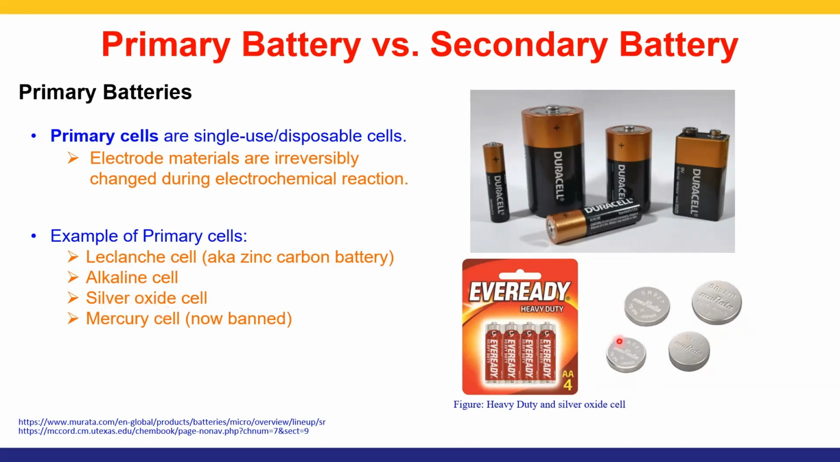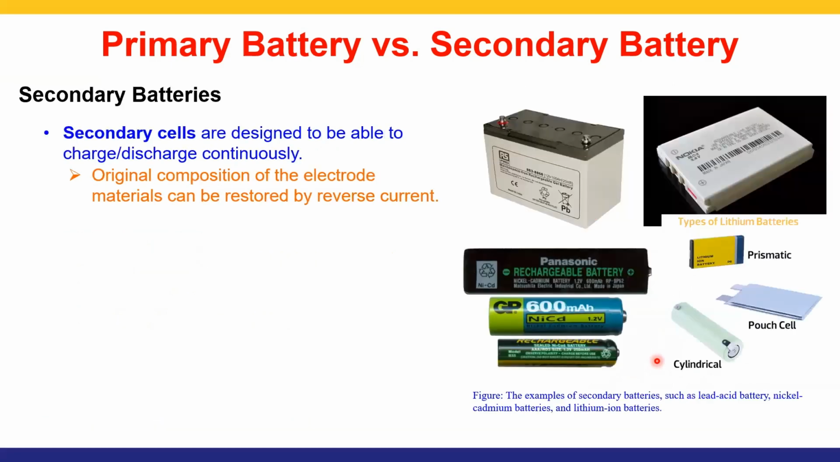And then we have the silver oxide cell. It has a high energy to weight ratio, with about 40% longer runtime than the lithium-ion batteries. So it can be used for watches or some military devices. However, the disadvantage is that the silver oxide cell is more expensive because it has the raw element silver in it.